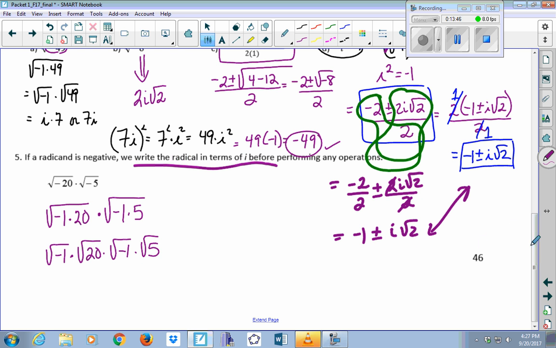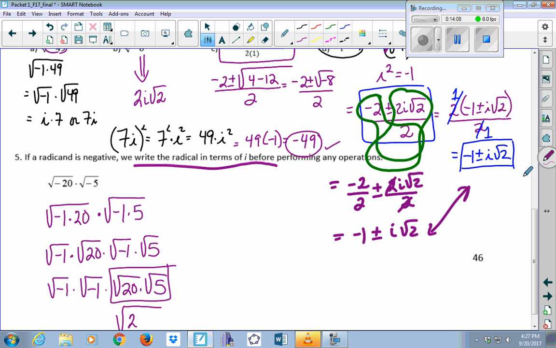And now I can write the square root of -1 times the square root of -1 times the square root of 20 times the square root of 5. Now, since both of these numbers under the radical symbol are positive, you have the right to multiply them now using the properties of radicals, or exponents if you want, if you want to see the square root as the 1/2 power. So we get the square root of 100.